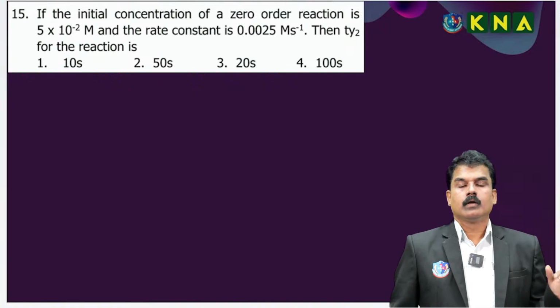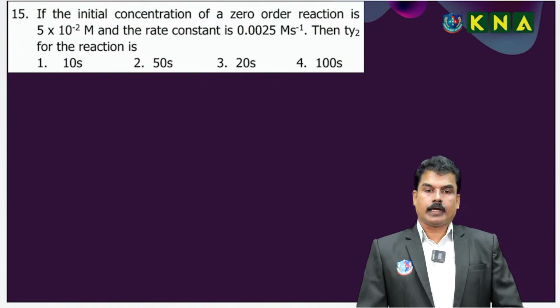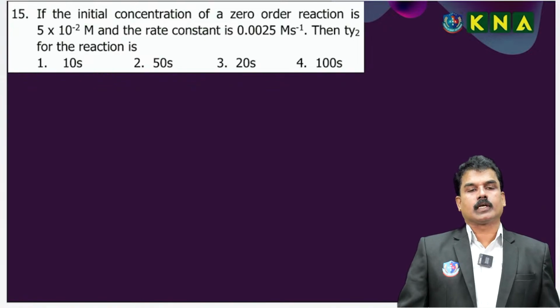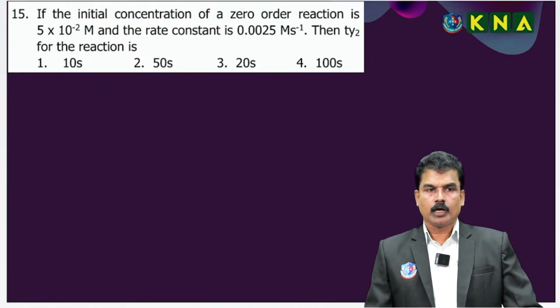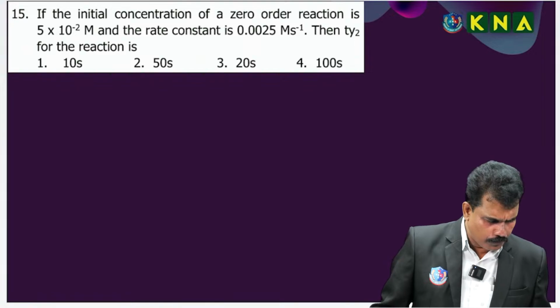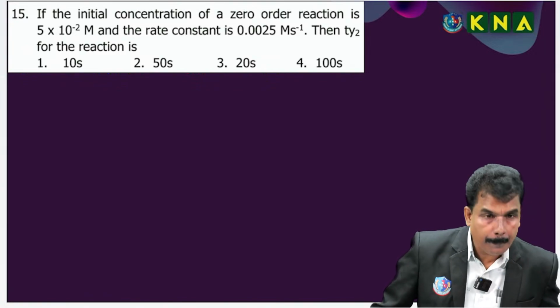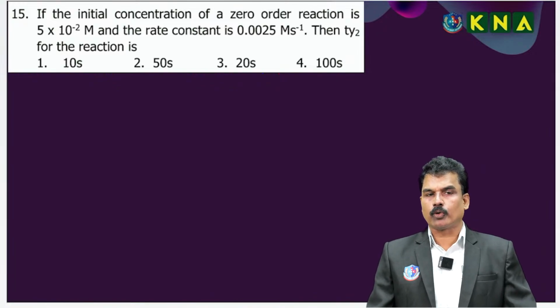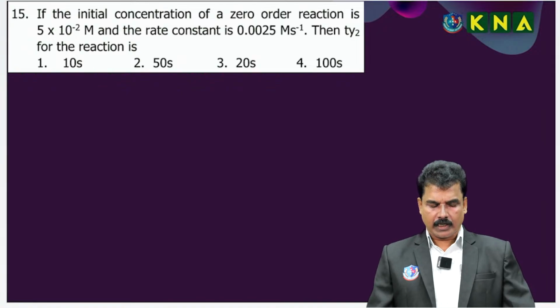Okay. Are you getting the idea now? Then next question. If the initial concentration of a zero order reaction is 5 into 10 to the power minus 2 and the rate constant is 0.0025, then the half-life for the reaction is?